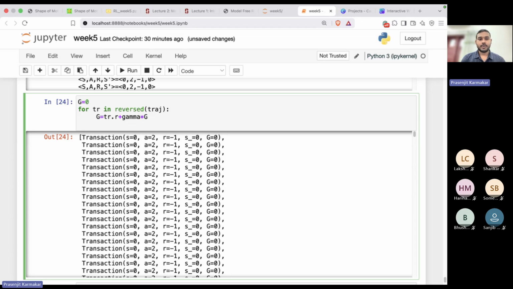And after you compute this, you can just update it in the transaction: transaction dot G is equal to G. Yes, so this is how you can compute G. If I just run it, so you understand what is going on, you're just computing it from the reverse and then using that recursive structure to update the returns.